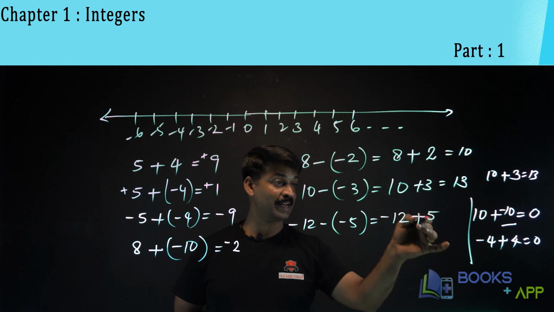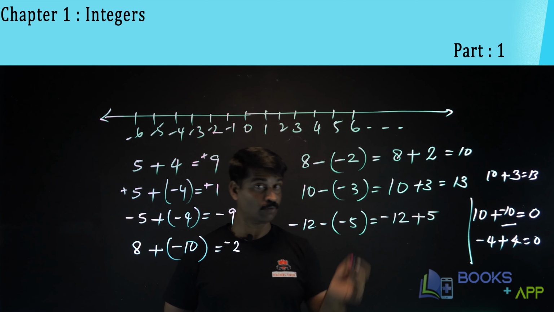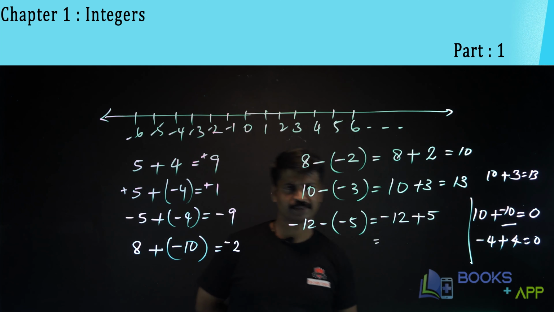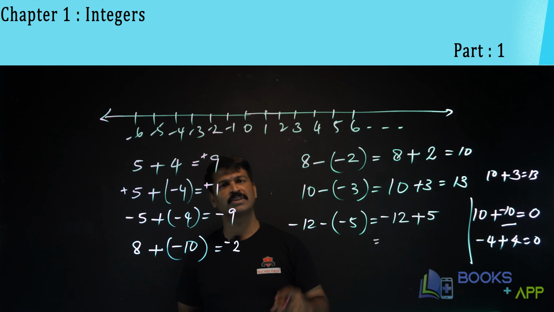One is a negative number, another is a positive number. So what do we have to do? Yes, find the difference. From the greater number, subtract the smaller number. 12 minus 5, 7. Put the symbol of the greater number. 12 is the greater number, so its symbol is minus. So the answer is minus 7. Is it clear?